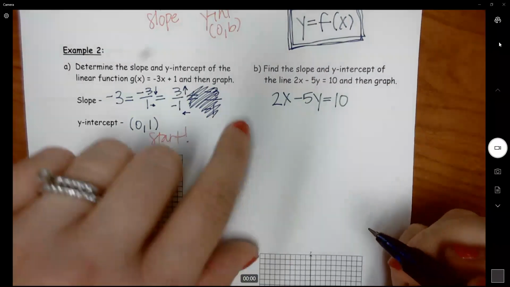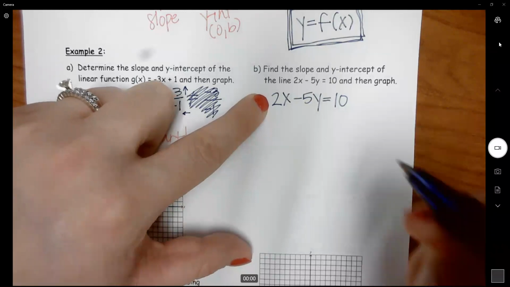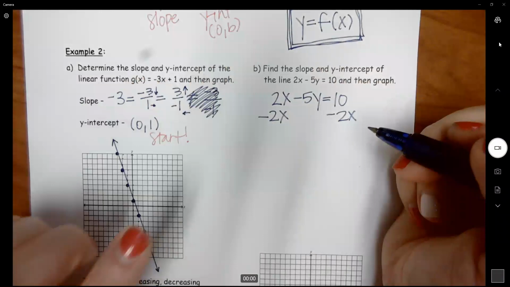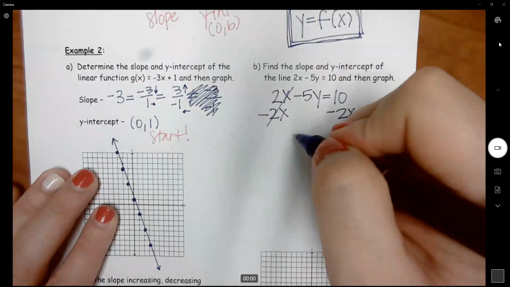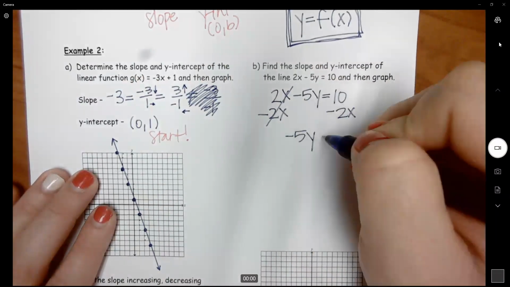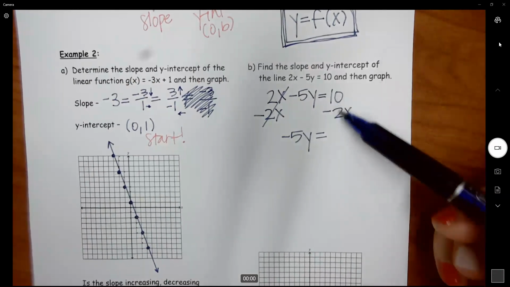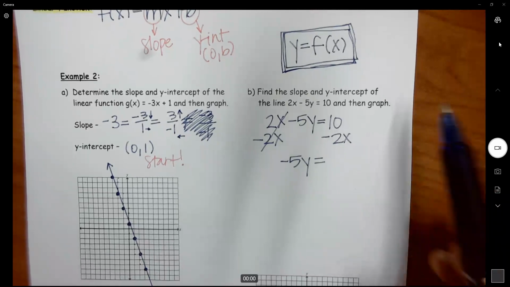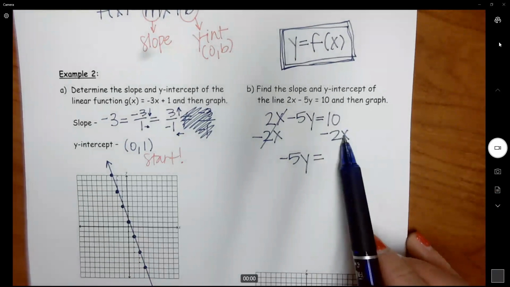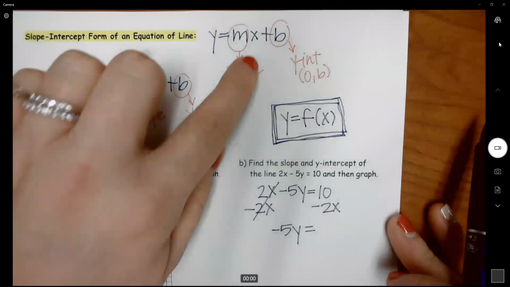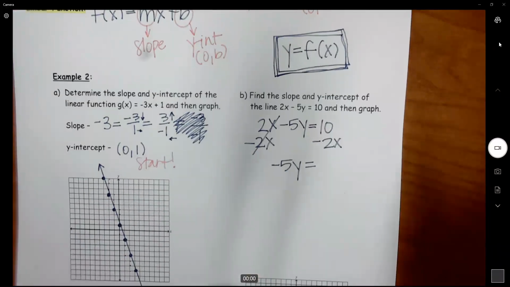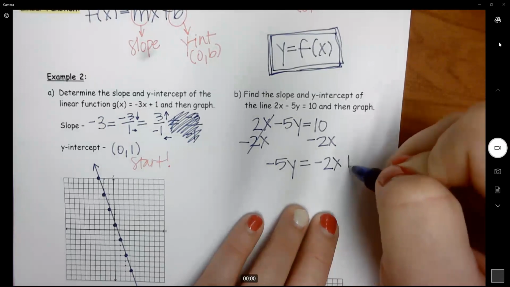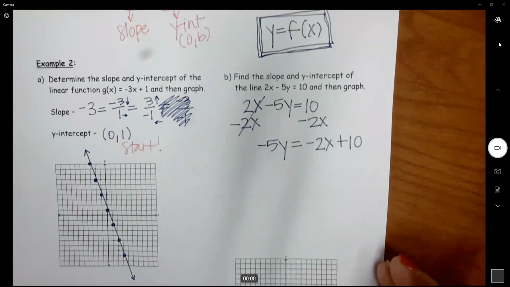So to get y by itself, I need to move this entire term over. So I'm going to subtract 2x from both sides. I am left with -5y equals. These are not like terms, so we cannot combine them. It would be fine if you did 10 minus 2x, but because I know I want that x first, I'm going to write this as -2x plus 10.